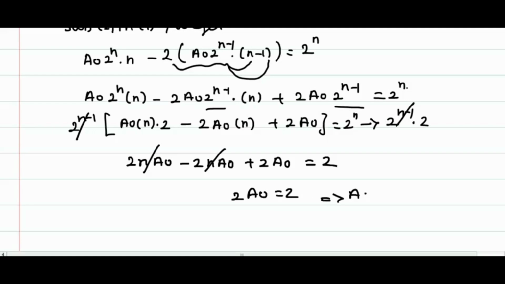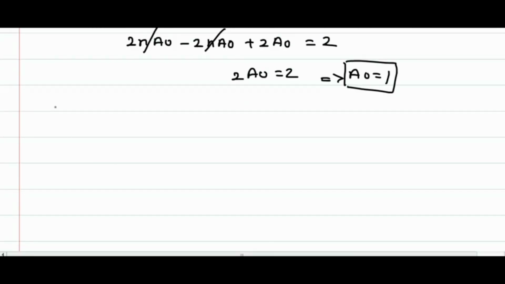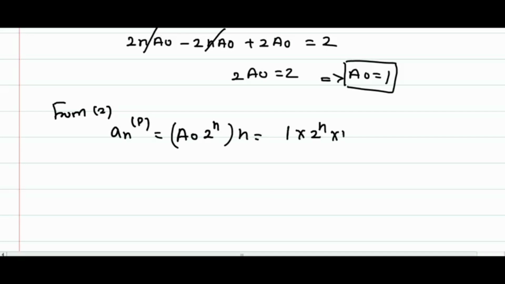Therefore, what is the value? a_0 value is 1. Substitute a_0 equal to 1 in equation number 2. Equation 2 can be written as a_n^(p) equal to a_0 into 2^n into n. So substituting a_0 equal to 1, you get 1 into 2^n into n, that is nothing but n into 2^n. This is your particular solution. That means a_n^(p) equals n · 2^n.